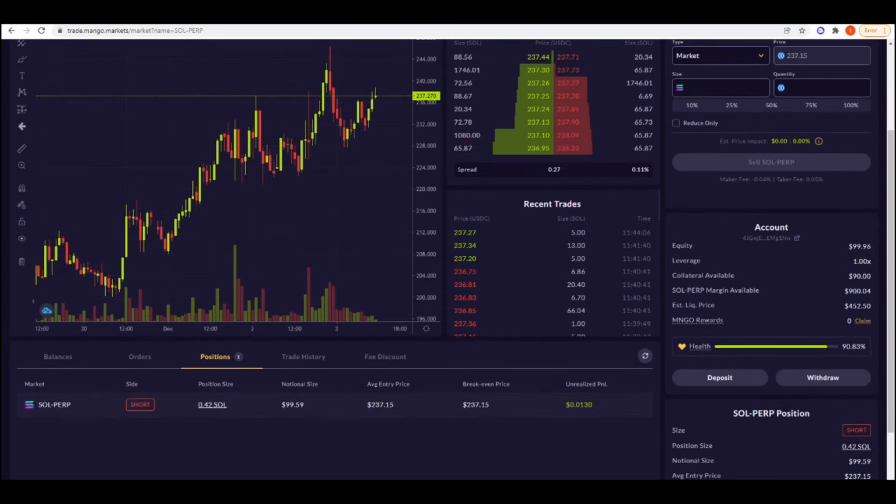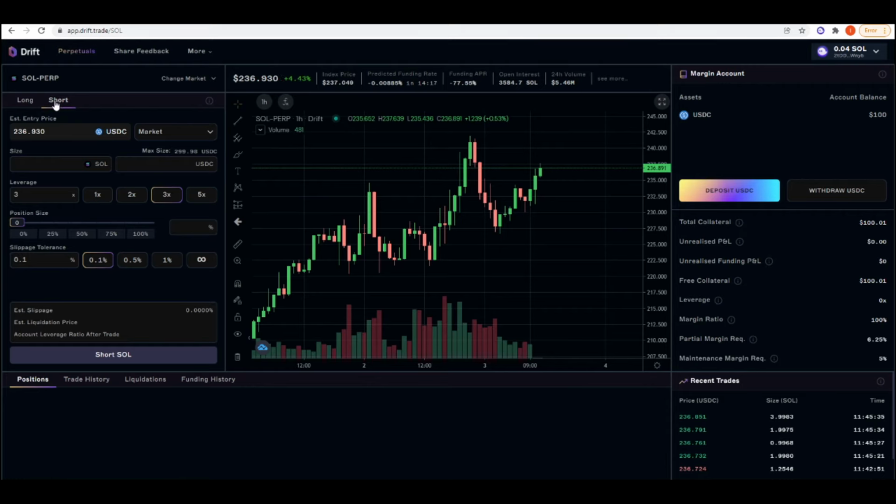And if I go back here to Drift, I'm going to need to do the same, but I'm going to need to go long. So I'm going to long this market order, and it's 0.42. And we're going to long that SOL.